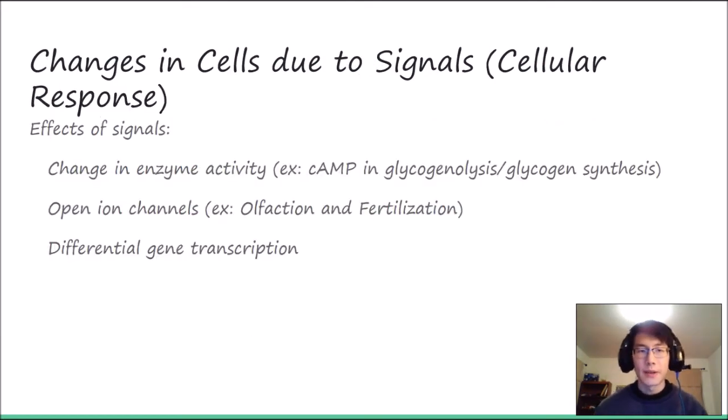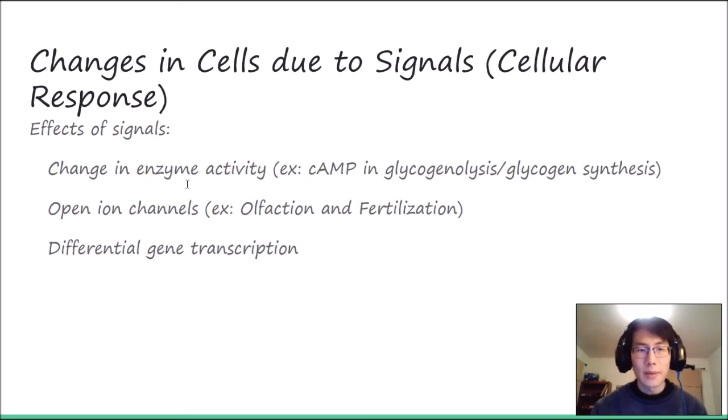The signals then are going to cause some sort of an effect. There are different types of effects that can occur. It can cause changes in enzyme activity. It can cause the opening of ion channels, as in the case of olfaction and fertilization. And it can also trigger differential gene transcription. So we're going to go through these three, and hopefully you'll get an idea of what's going on.